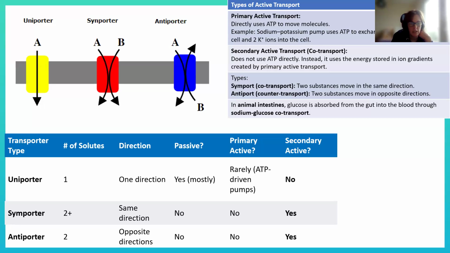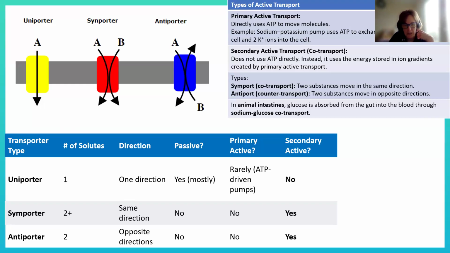So what I have done is put this table together. You can see here, uniporter, uni meaning one, so that takes one solute across. We've got a symporter, which I think is talking about simultaneous movement, two together, going in the same direction simultaneously. An antiporter, anti always means in the opposite direction, doesn't it? You think clockwise and anti-clockwise.